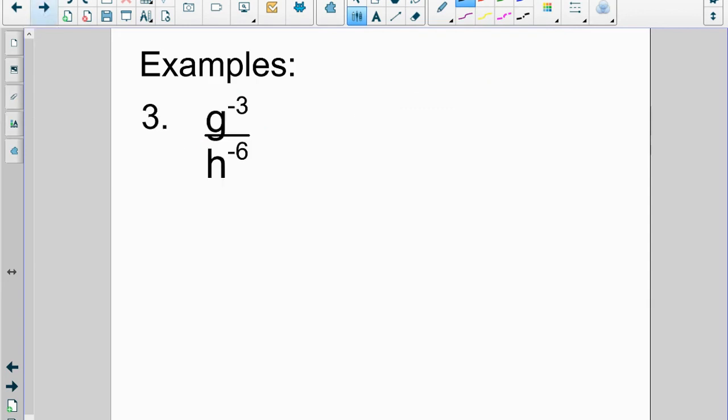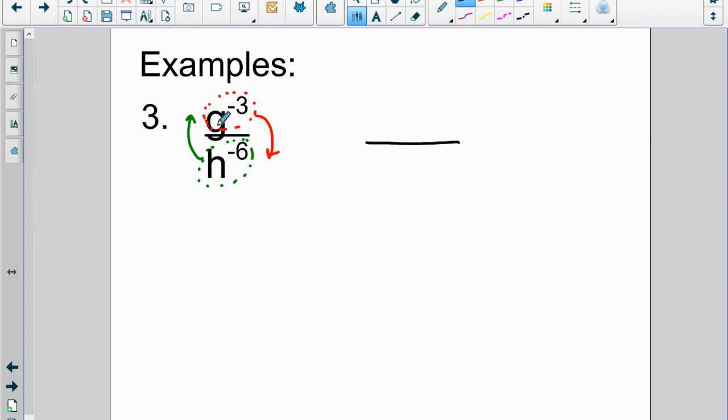All right, number 3. This time we have 2 terms, 2 different powers with negative exponents. So we're going to need to take the g and move it down when we make our exponent positive. But we also need to take the h and move it up. Because it was in the denominator, we're going to need to flip it to the top to turn the exponent into a positive.